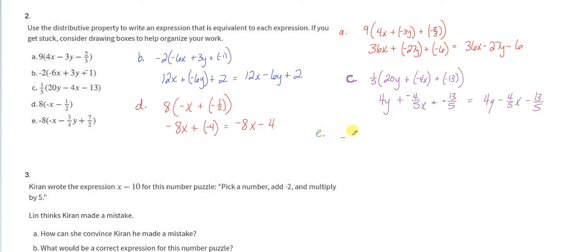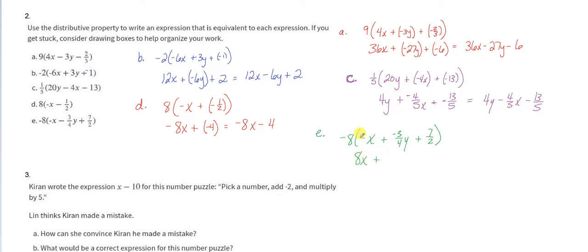And then lastly, let's finish this off with part E. We've got negative 8 multiplied by negative x. I'm going to change this minus to a plus of its opposite. So the opposite of 3/4 y is negative 3/4 y, and then plus 7/2. There we go. Alright, so we distribute negative 8 times negative x, positive 8x, because same signs.